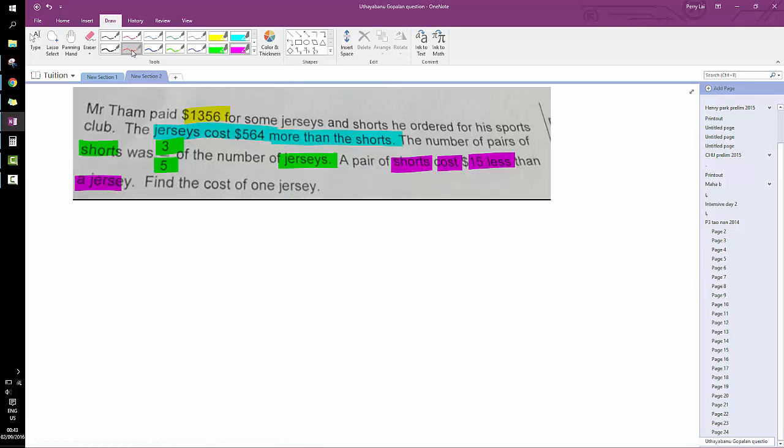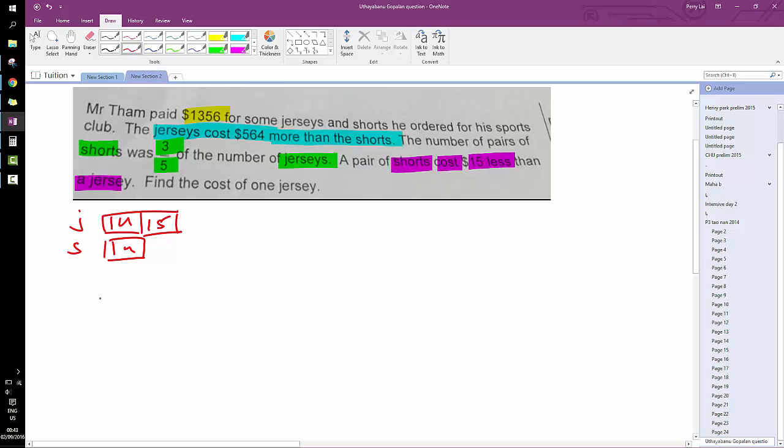Okay, so here's what we're going to do. First, we're going to compare one jersey versus one shorts. So we know that it said here that the shorts cost less than the jersey. We're going to draw the jersey as being more than the shorts. Hope that makes sense, right? So we know that. Now here's a concept you need to understand.